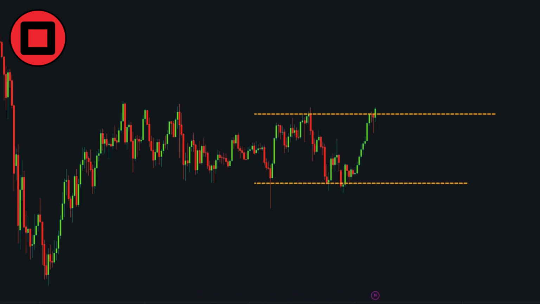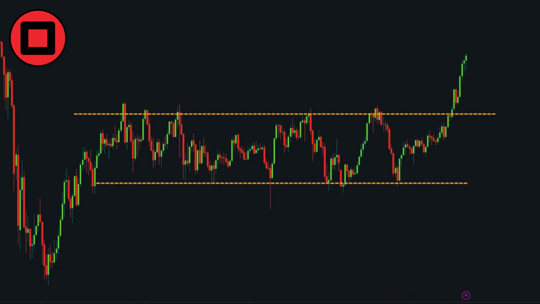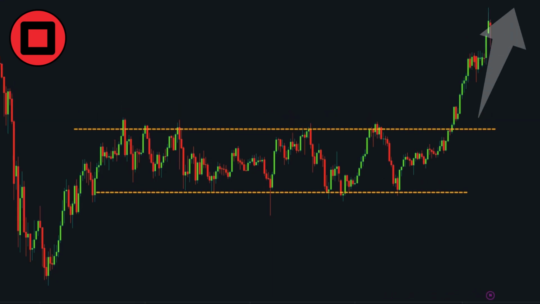Here, price was stuck bouncing perfectly between these two lines, forming a rectangle. Once it finally broke above the top line, it continued its move upwards with force. This breakout confirms the direction.